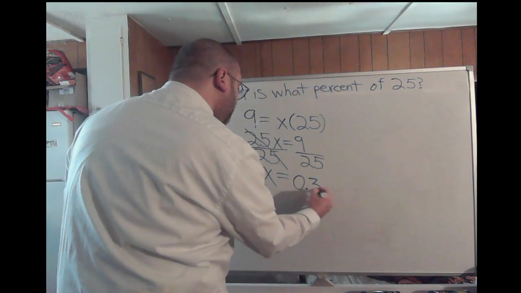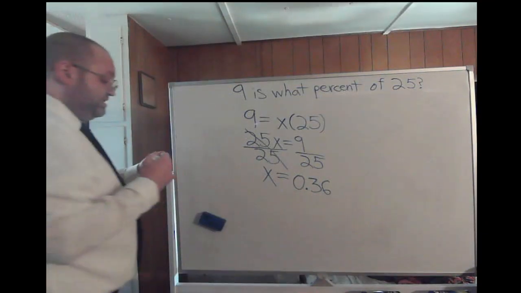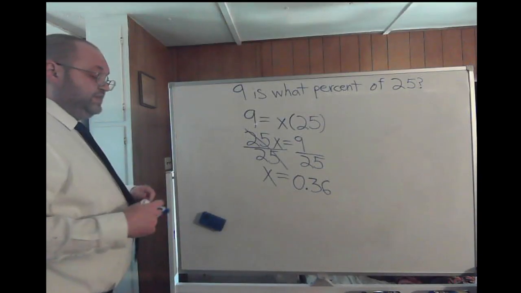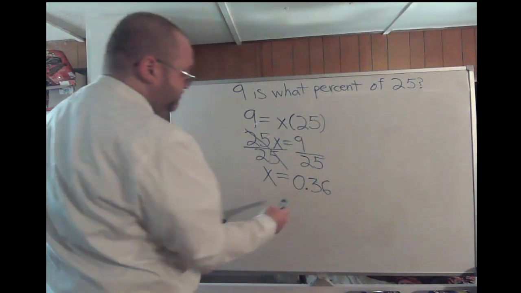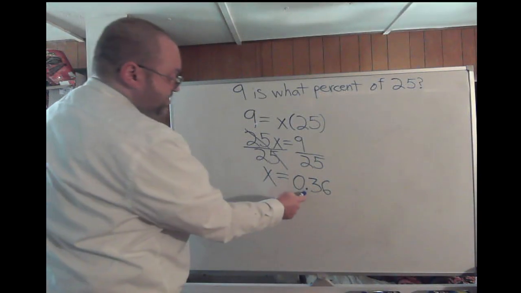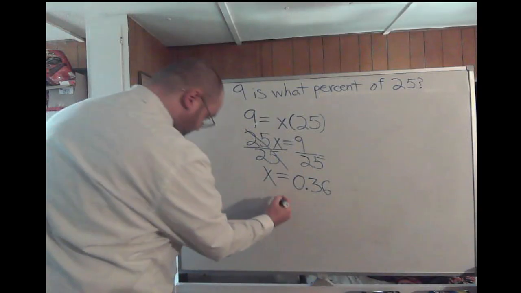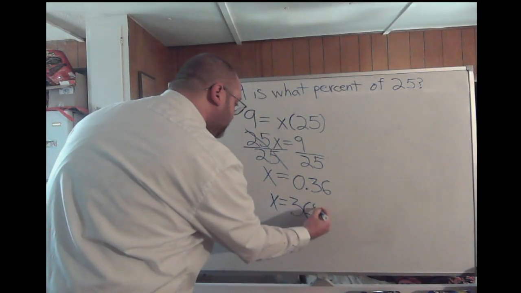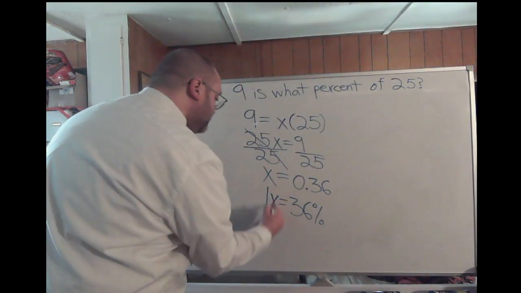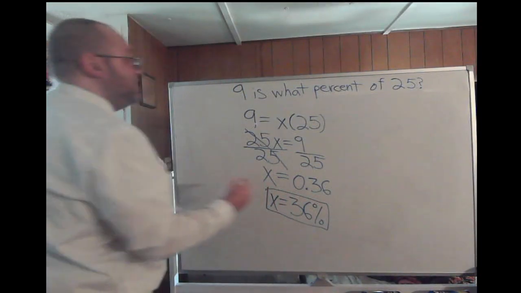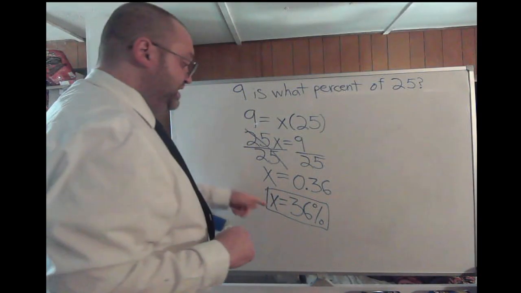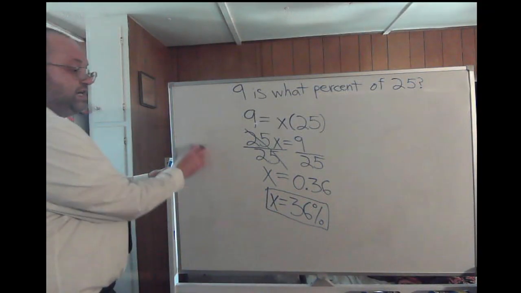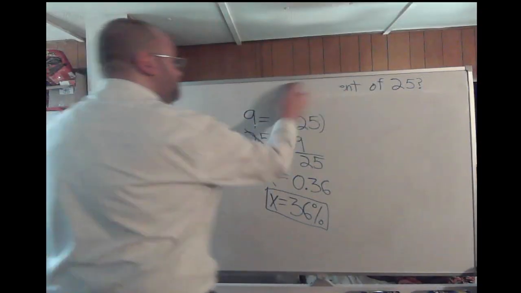Well, we got the decimal form of x. We need to get the percent form. In this case, it's just a decimal. We want to get the percent. In order to get the percent, you just move it 2 decimal places to the right. So the answer is 36%. So it turns out 9 is 36% of 25. That's how you would come up with that. And I have another problem like it.